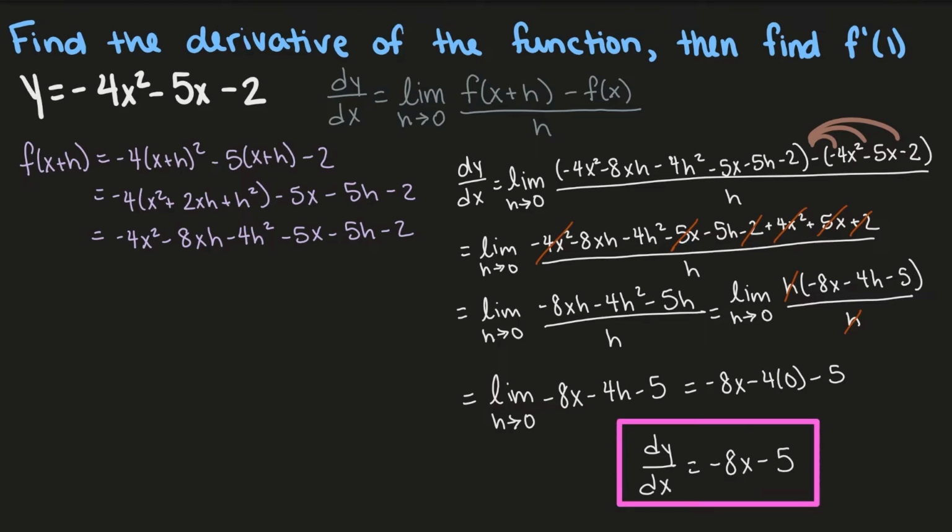So now that we found the derivative of our function, let's plug in 1 to find the value of our derivative at 1. So y prime at 1 is equal to negative 8 times 1 minus 5, which equals negative 8 minus 5, or negative 13. So the slope of our tangent line at x equals 1 for our original function is negative 13.